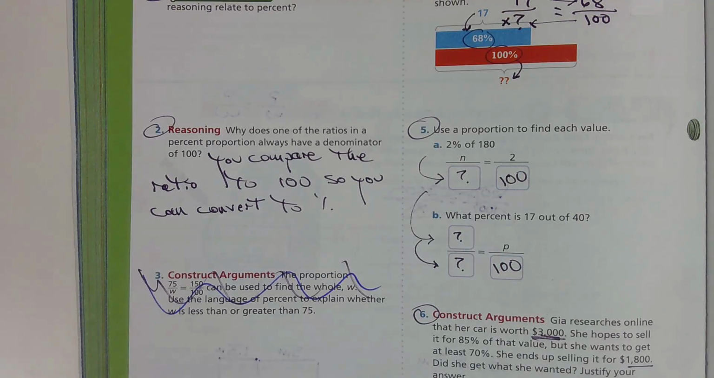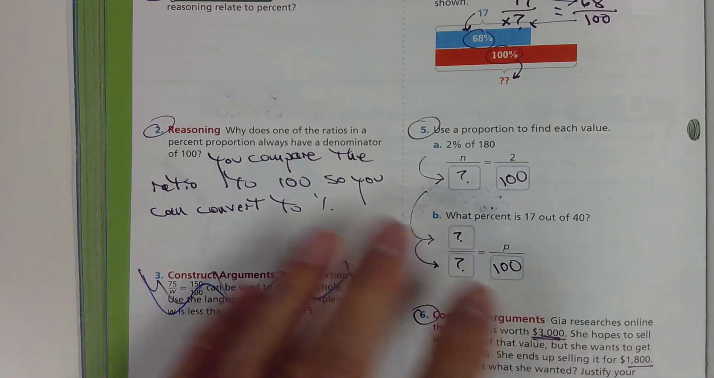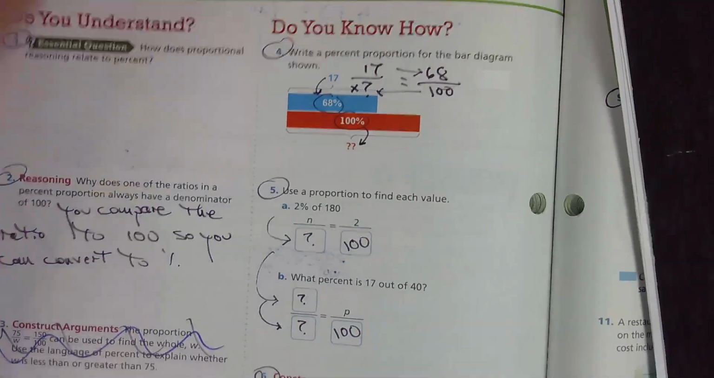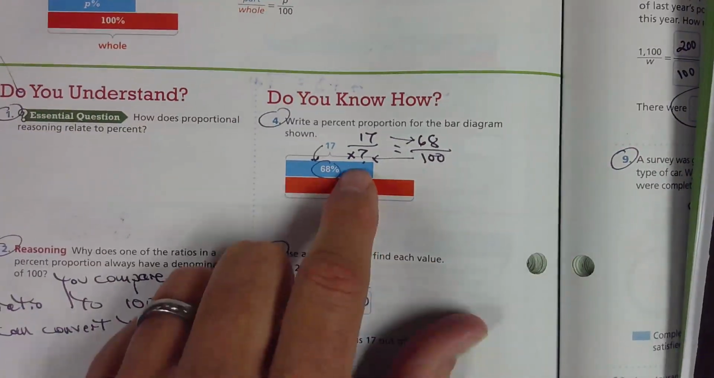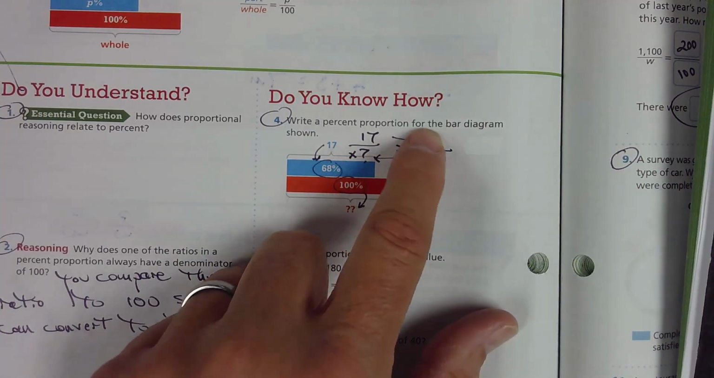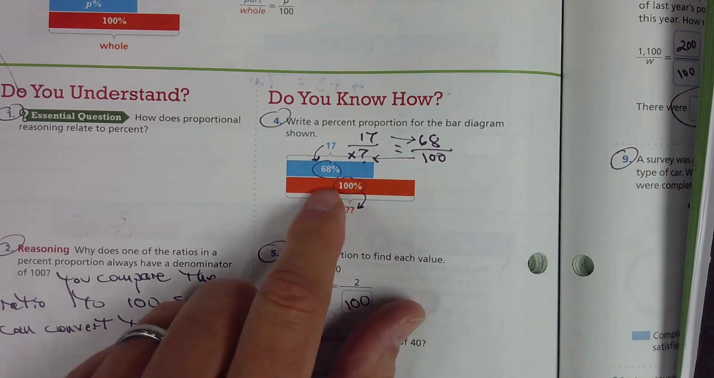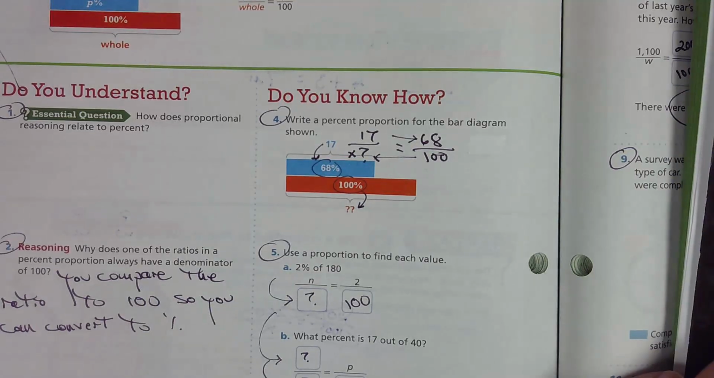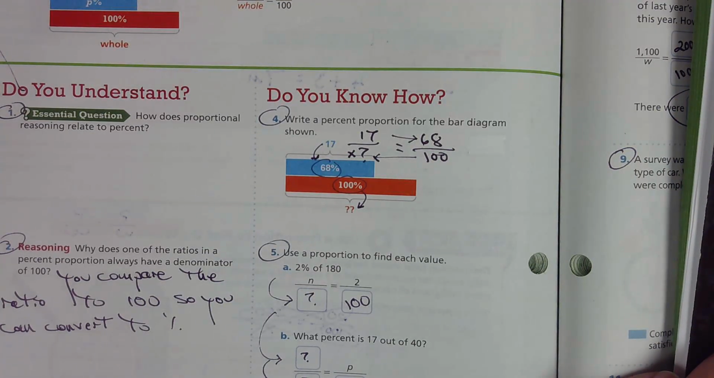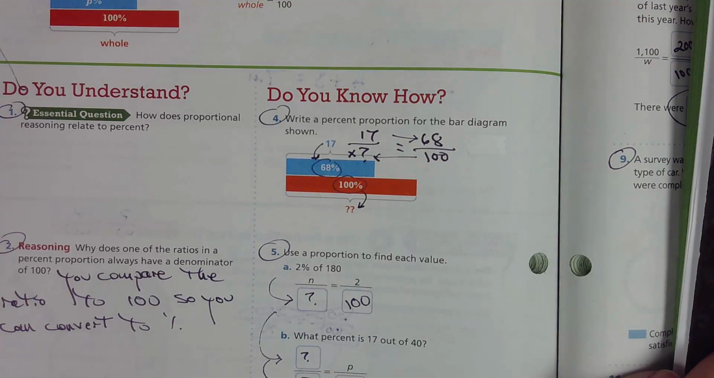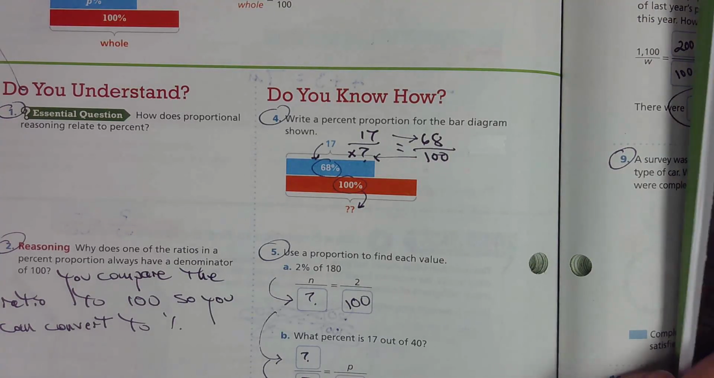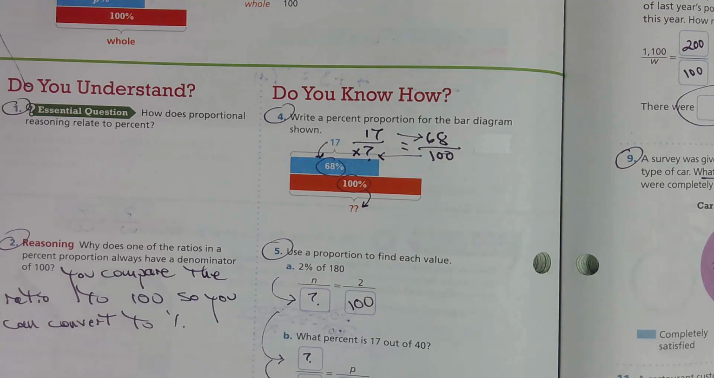And you can scratch out number 3. I'm not worried about that. Number 4, circle that. I set that up. Write a percent proportion for the bar diagram shown.